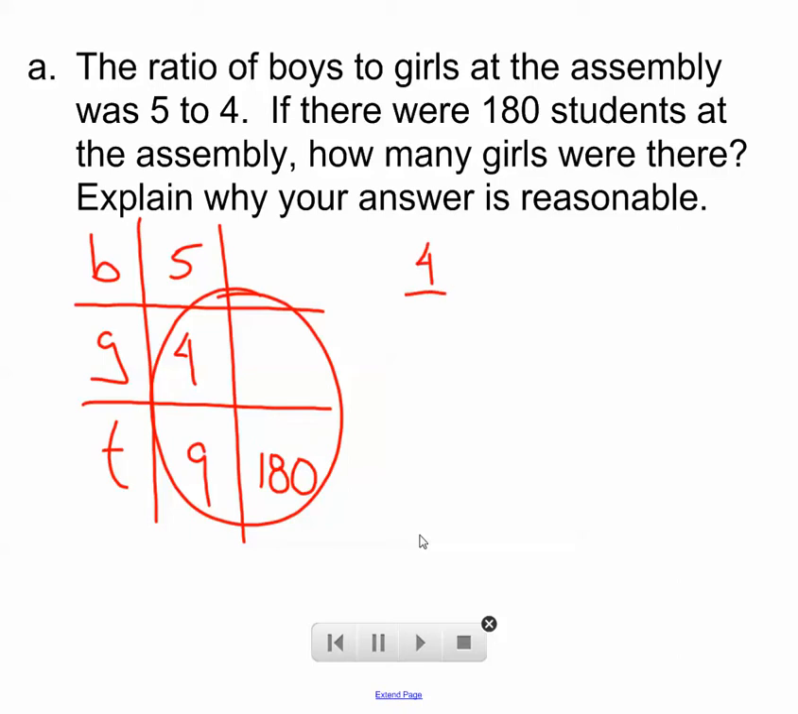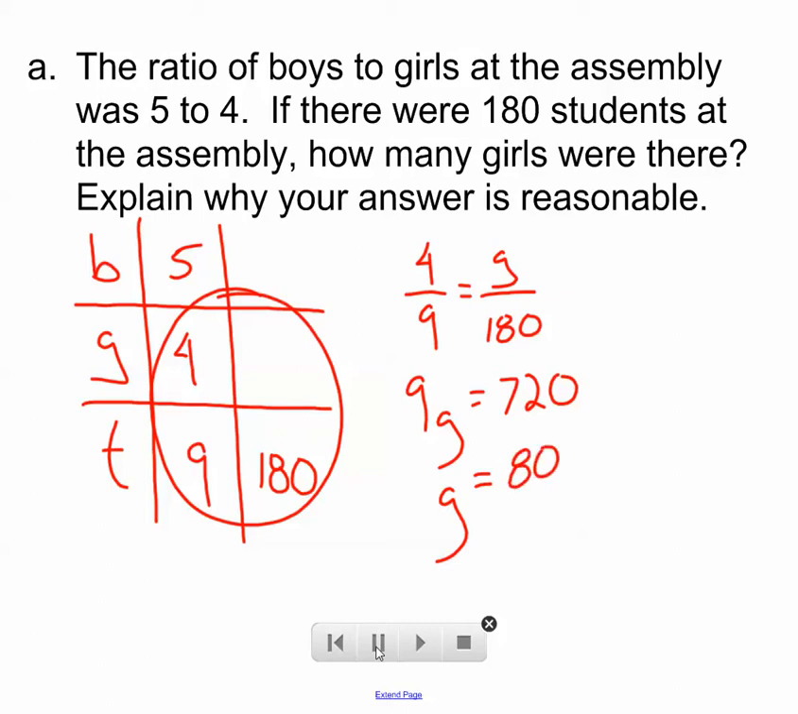4 over 9 equals the number of girls out of 180. Now we can do cross products. 9 times G equals 4 times 180. We can divide both sides by 9. 720 divided by 9 is 80 girls. Okay, so there's 80 girls.